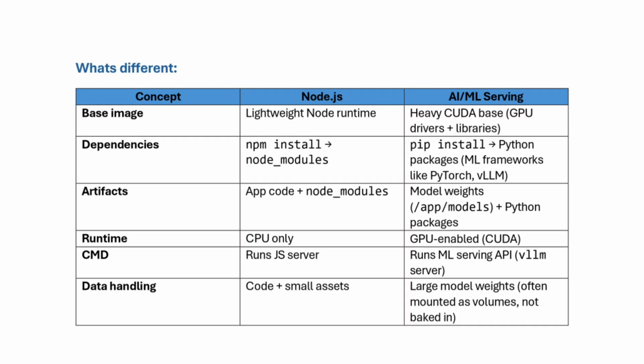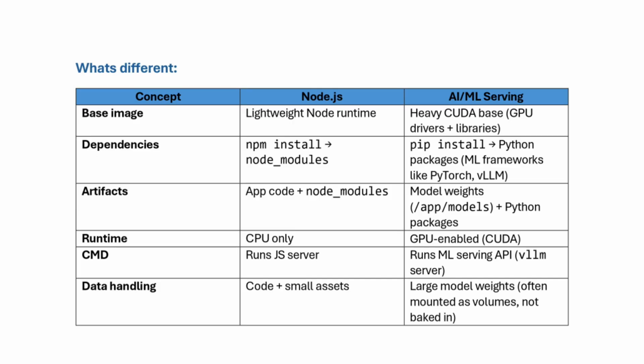What's different? Base image. In Node.js, it is lightweight node runtime. In AIML serving, base image is heavy CUDA-based GPU. That includes GPU drivers plus libraries. Dependencies in Node.js is npm install, that is node modules. In AIML serving, dependencies are pip install, that is Python packages with machine learning frameworks like PyTorch, vLLM. Artifacts in Node.js, it is application code plus node_modules. In AIML serving, it is model weights, that is /app/models plus Python packages.